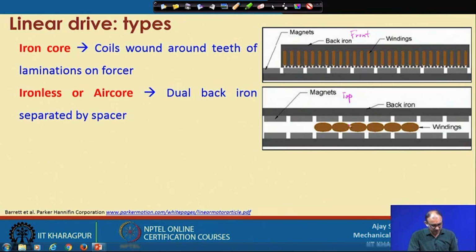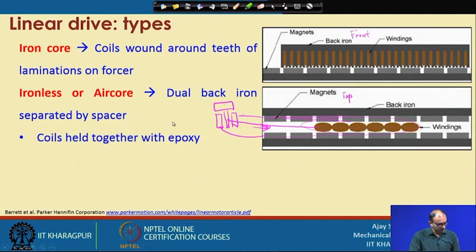So, what are the differences here? Now the magnets have 2 rails. These are the magnets when you are looking from the top, and the winding is in the center, and on top of that you put a plate, so that you can mount something from the top. So, this is about the ironless or air core.